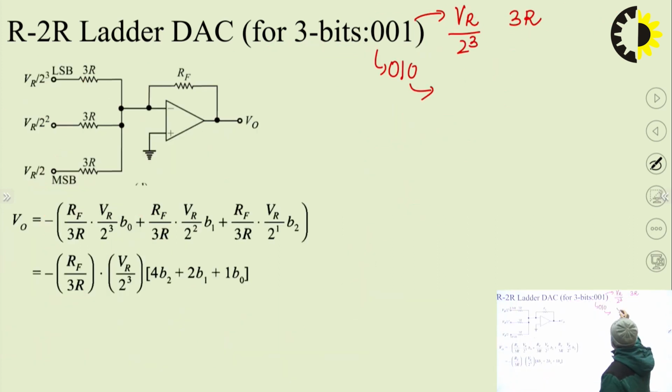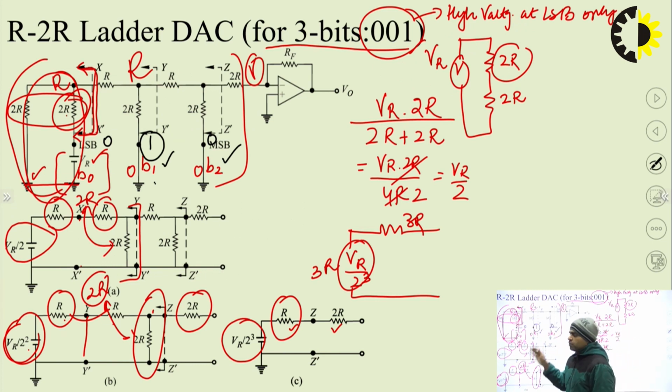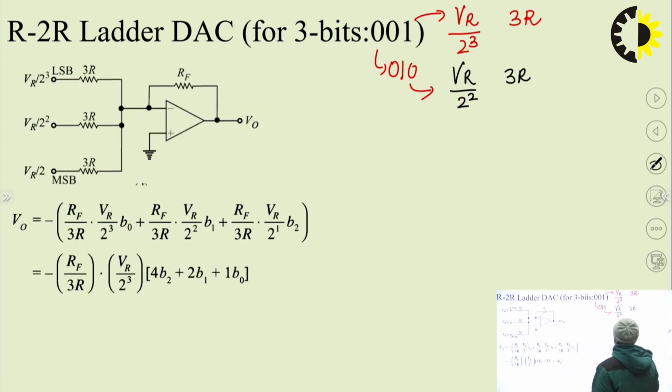That means the voltage in this case would have been VR by 2 square, and resistance is not going to change in any of the cases, because whether I apply 010, 101, 110, or any case, the resistance network is identical for all the cases. So this resistance is going to remain the same.